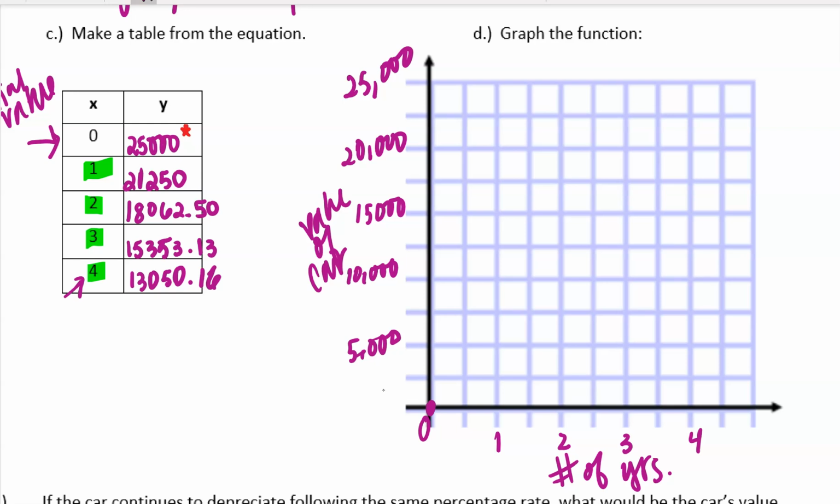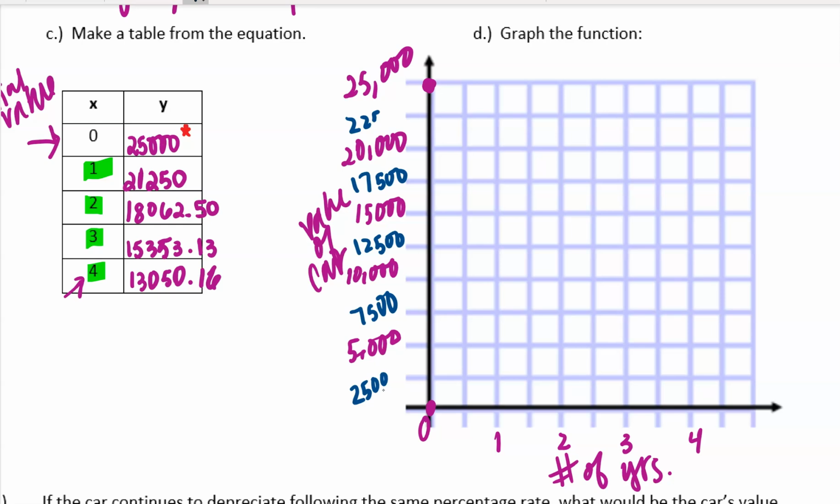So 0, 25,000, okay, that's our y-intercept. So then we have year one is 21,250. So really in between here we have, my pen will work. We have $2,500 is separating everything. So if we go every other, let me show you what all these should be.